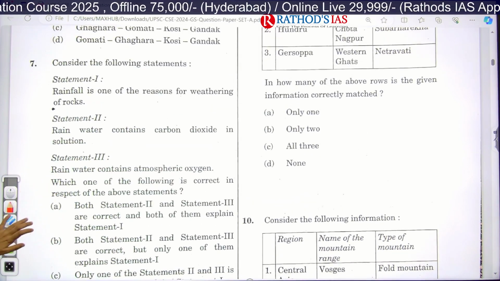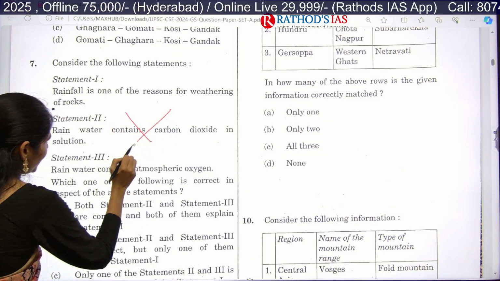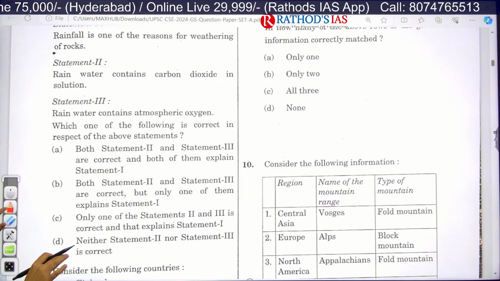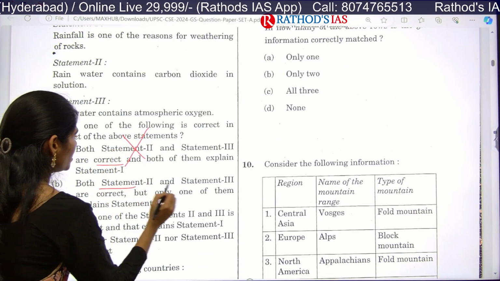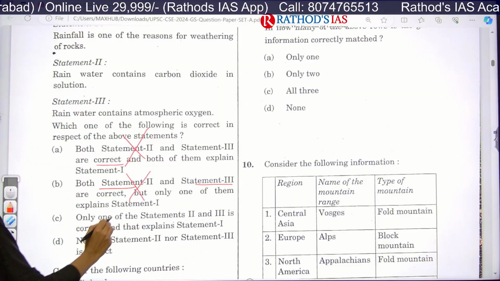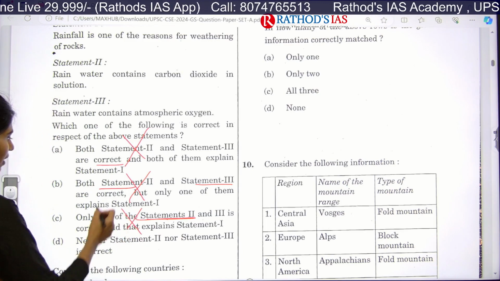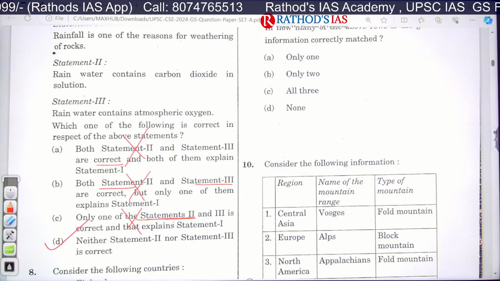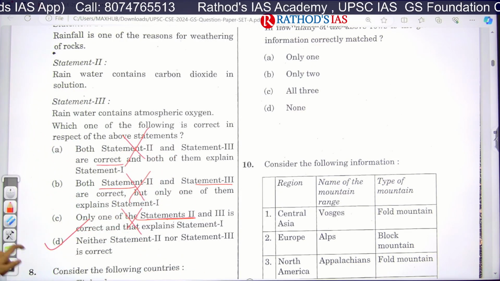So actually, if you see, we know that this second statement is 100% wrong. So here, this second statement is correct, you are saying, so we can eliminate this. Both second and third statements are correct, eliminate this. Only one of the second and third statements is correct. So if you eliminate that, the correct answer is neither 2 nor 3 is correct. So in this way also you can eliminate these statements in this type of questions.